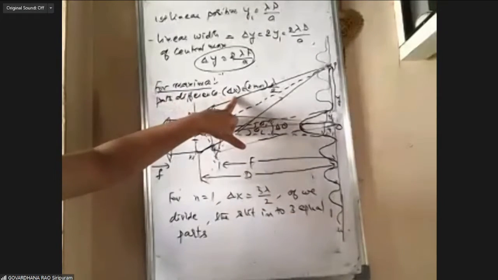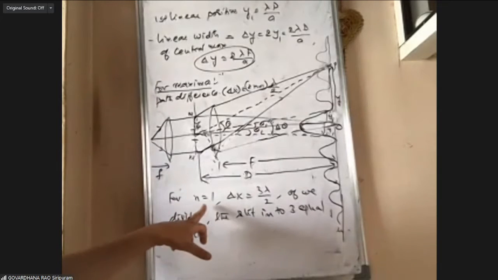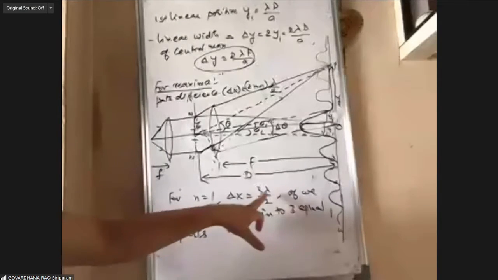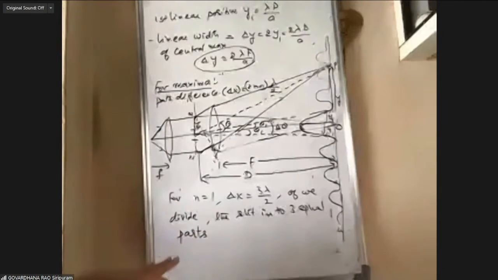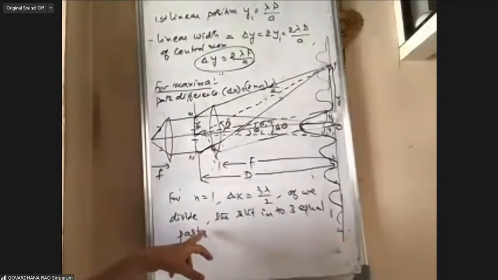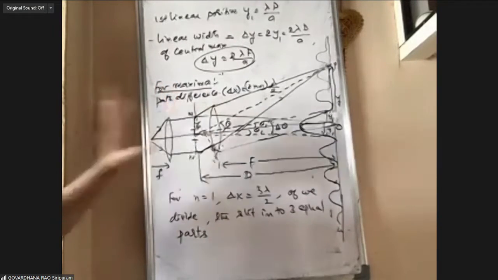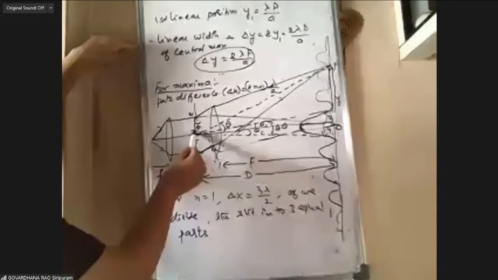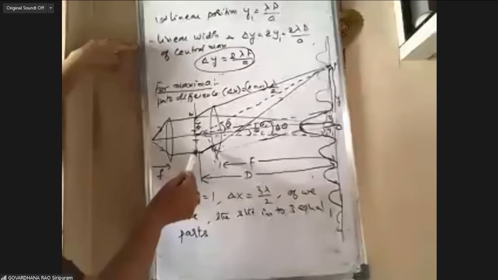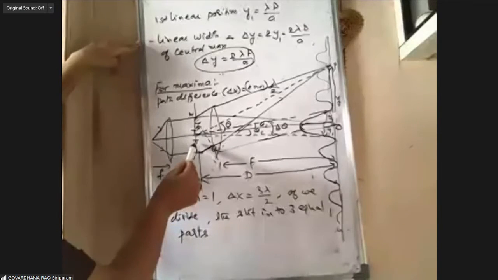For maxima, if the path difference is 2n plus 1 into lambda by 2, suppose n equals 1, delta x is how much? 3 lambda by 2. Now if we divide the slit into 3 equal parts, what happens? This is cancelled by this, and this is cancelled by this, but this one cannot be cancelled, so it is uncancelled.